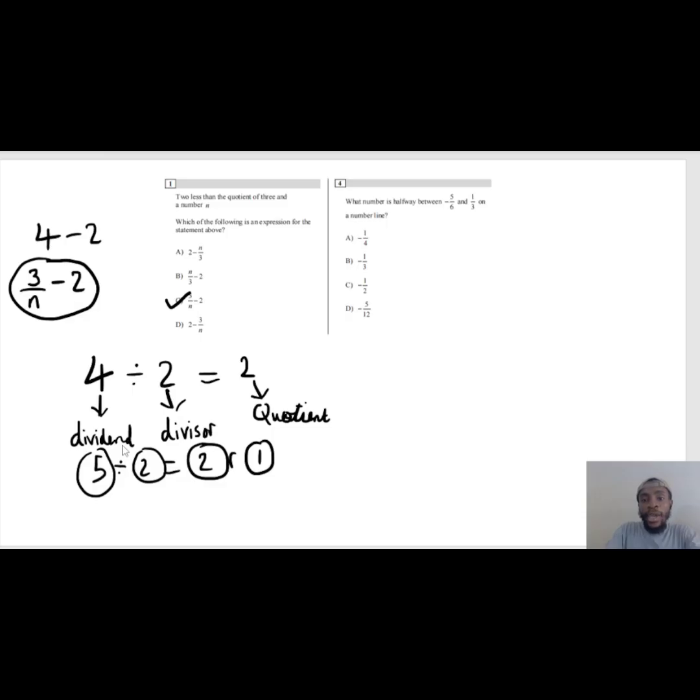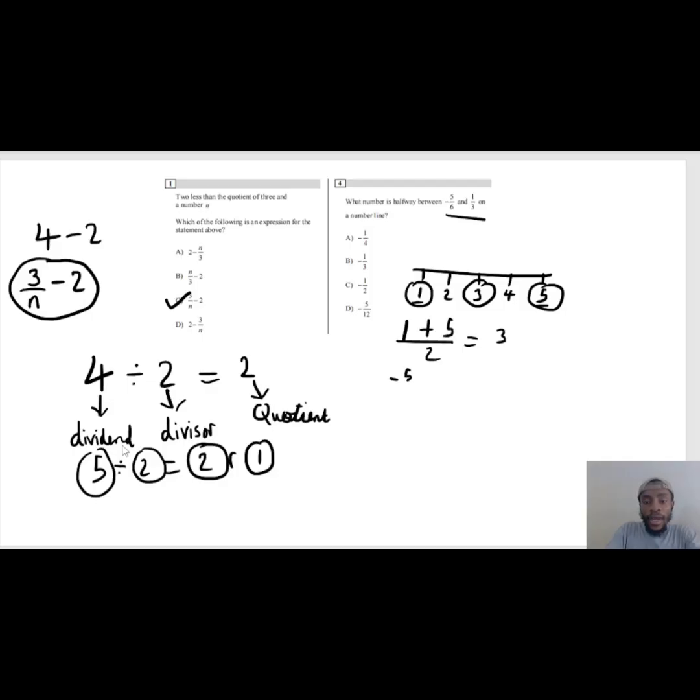What number is halfway between this and this on the number line? Let's say we have this now. 1, 2, 3, 4, 5. If I want to get the number between 1 and 5 on the number line, what would I do? I'll just divide by 2. So add the beginning and the end: 1 plus 5 divided by 2. That will give me what? 3, which is this middle here. Exactly.